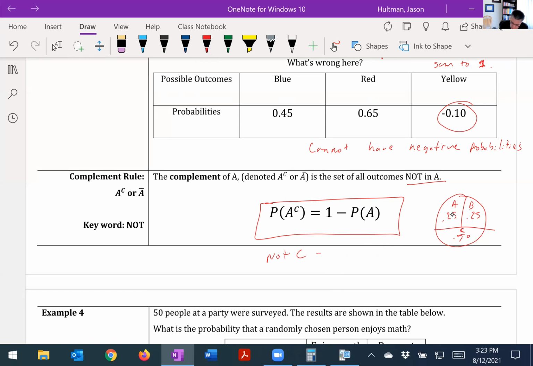Let's just look at A. The probability of not A is 1 minus the probability of A. So what is that? The probability of not A is 1 minus the probability of A, which is 0.25, which is 0.75. So is not A, which is B and C, does that add up to 0.75? Yes, it does.